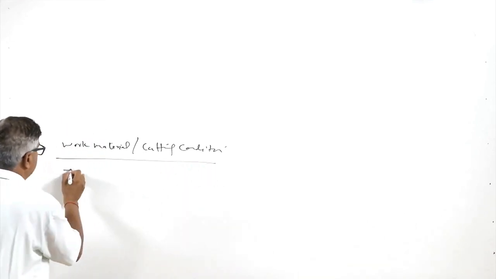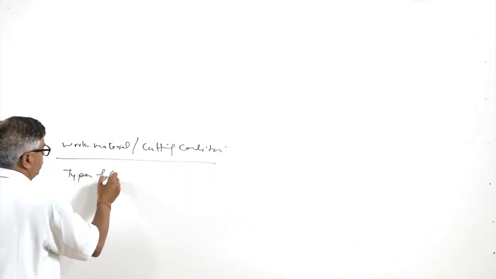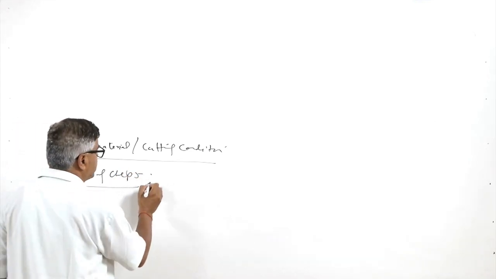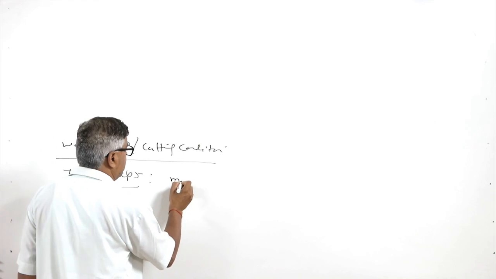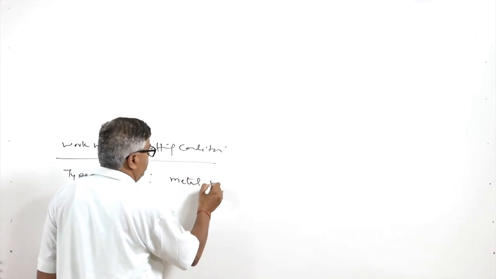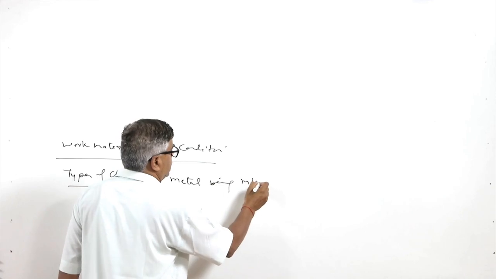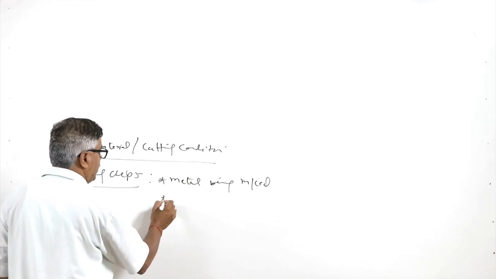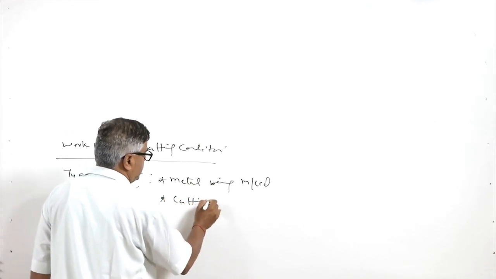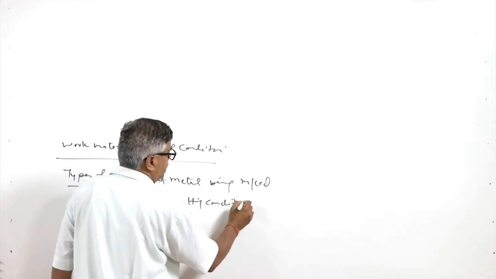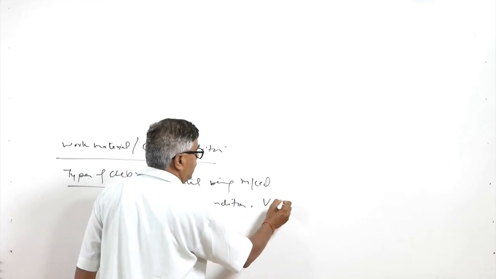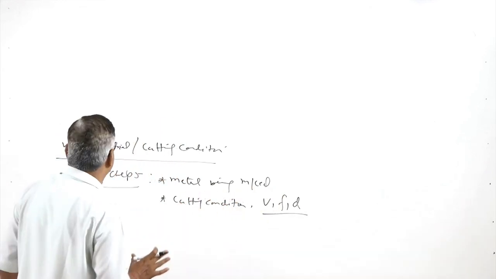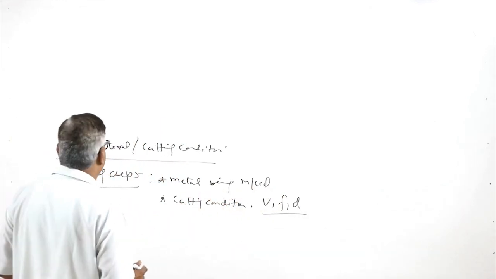So, basically we need to talk about the types of chips. There are basically two components. One is the metal being machined. This is one aspect which significantly affects the type of chip being formed, and another is cutting conditions. Among the cutting conditions we have cutting speed, feed and depth of cut. All these three significantly affect the type of chip which will be formed.